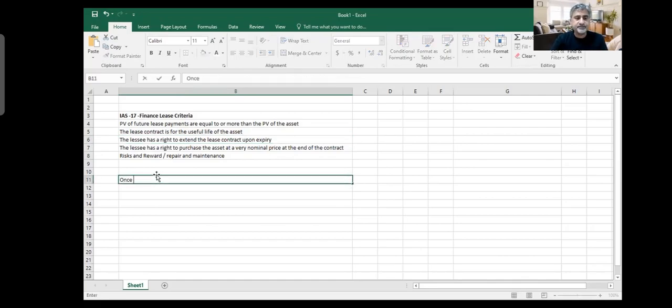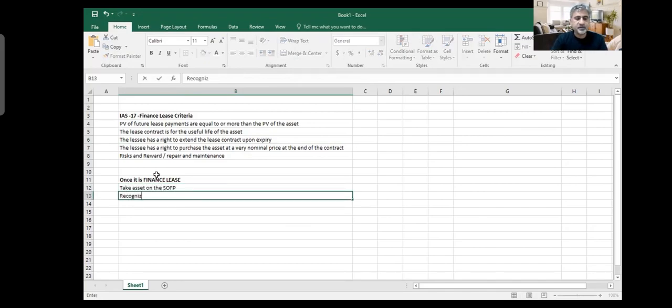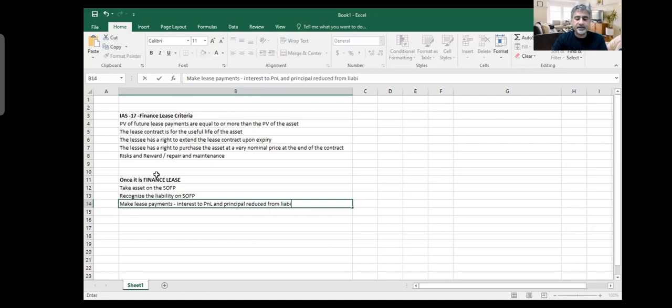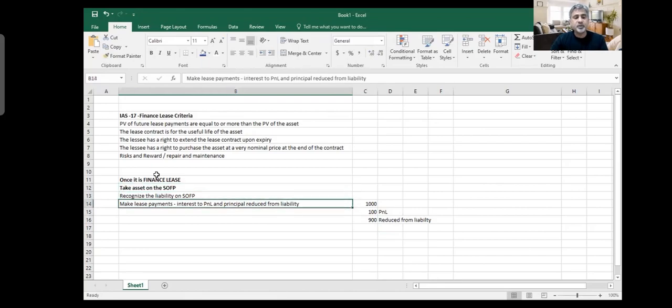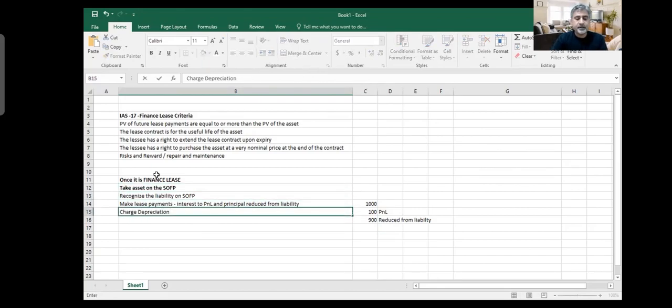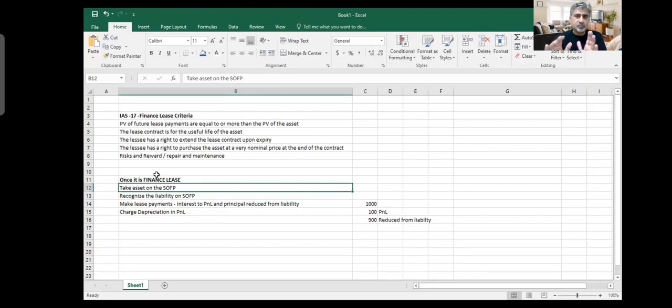And once it is finance lease, once you decide that it is finance lease, what you did, you take the asset on the statement of financial position, recognize the liability on the statement of financial position, make lease payments, interest to P&L, and principal reduced from liability. For example, if I make a lease payment of 1,000, within 1,000, this 100 is interest, 900 is principal. 100 used to go to P&L, 900 will be reduced from my liability. This was the treatment. And then because you recognize the asset, you also charge depreciation in P&L. So the finance lease has a full-fledged treatment.